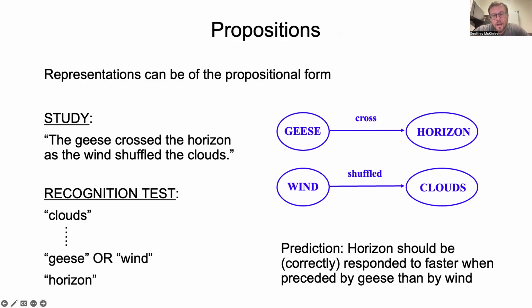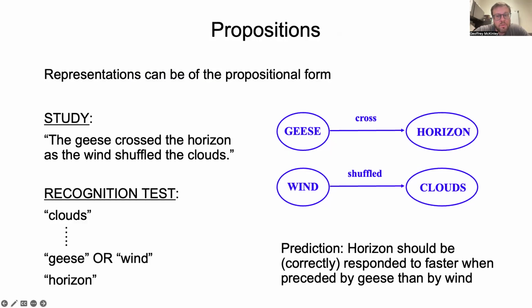So after reading all the sentences, participants were given a recognition test in which they were presented words that had been presented in the sentences from the study phase. And the researchers measured response time to correctly recognize previously seen target words. In this case, the target word would be horizon.